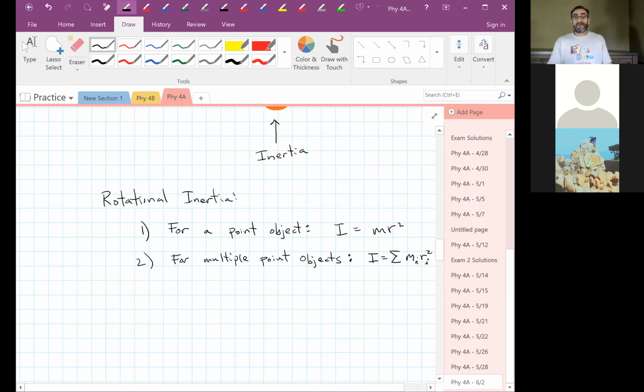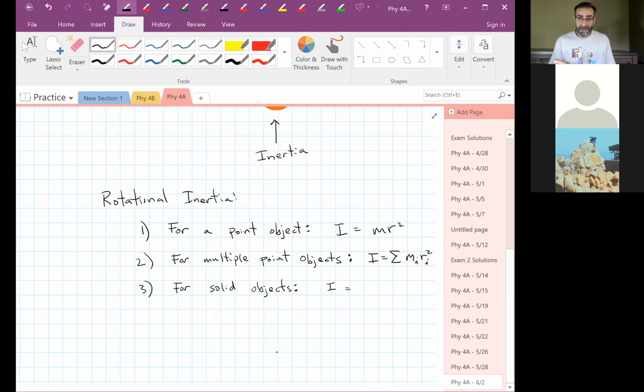And what's the next thing we're going to do? Sometimes we don't have point objects. Sometimes we have solid objects, right? Rods and discs and wheels and spheres. So for solid objects, what happens to that summation sign? It turns into an integral.